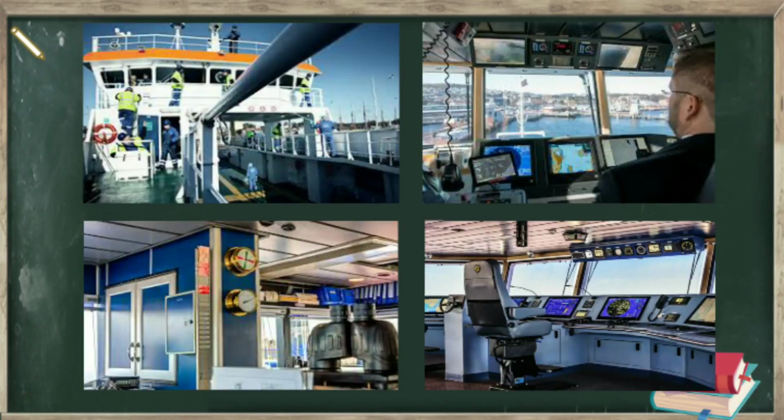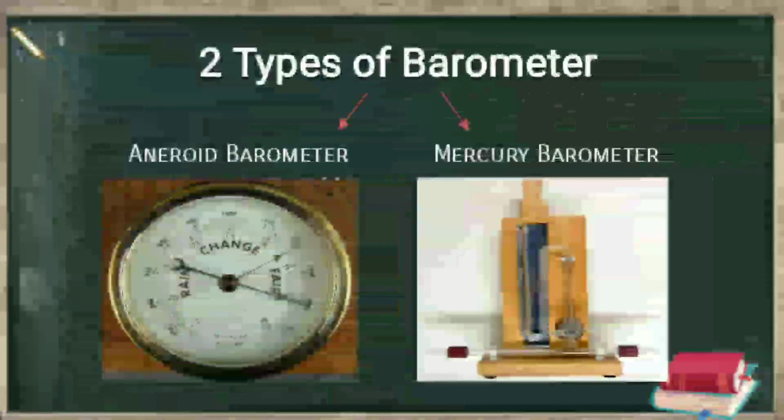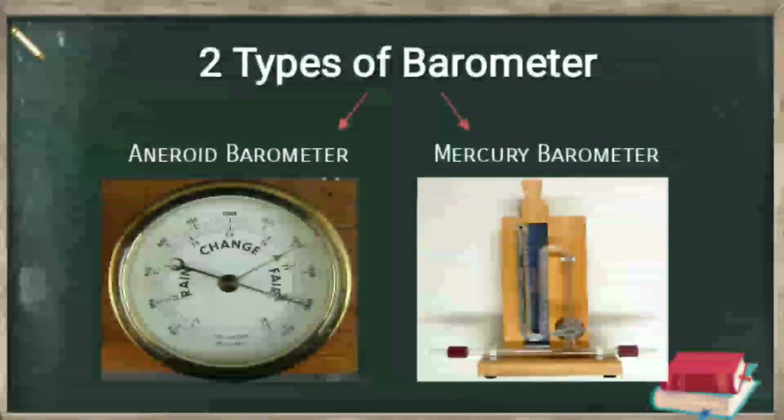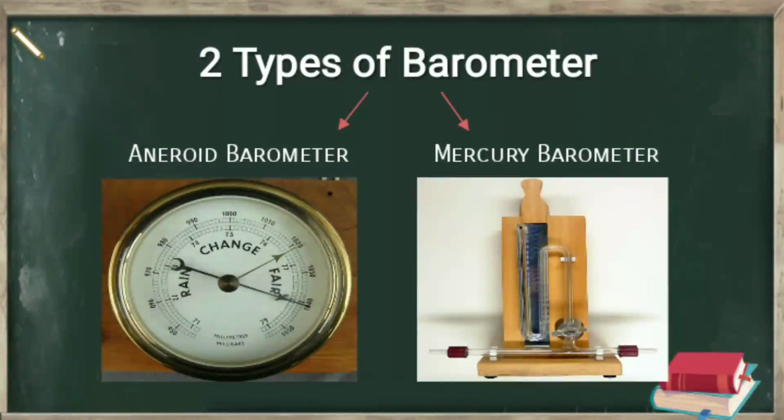This slide is where we can see barometers in ships. So this is usually seen in bridges. There are two types of barometer. So one is aneroid barometer and the other is mercury barometer. Both estimate the weather, but we're only going to focus on aneroid barometer since it is the one being used on ships.